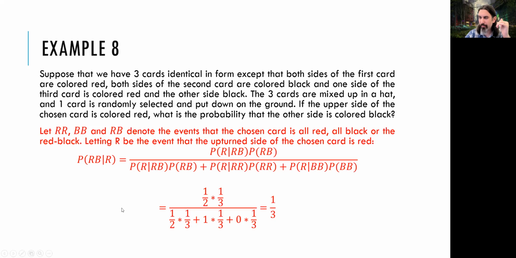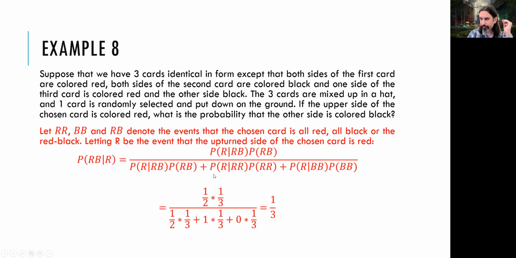In the first condition, we have chosen RB, red-black, and we are looking for R. We have chosen RR, and we are looking for R. We have chosen BB, and we are looking for R. Now, this is easy because this is 0. You cannot see a red side on the top when the card has two black sides. So this is 0. We don't need to check this one.